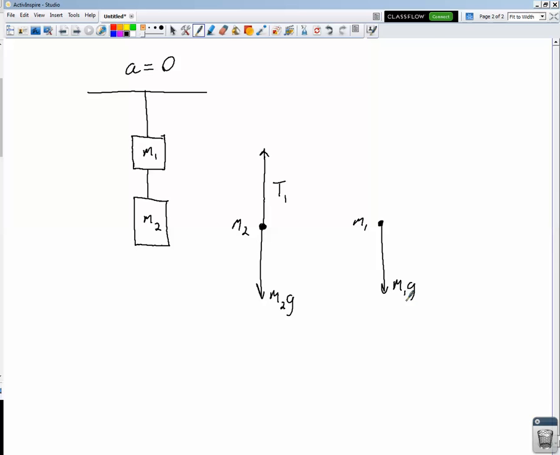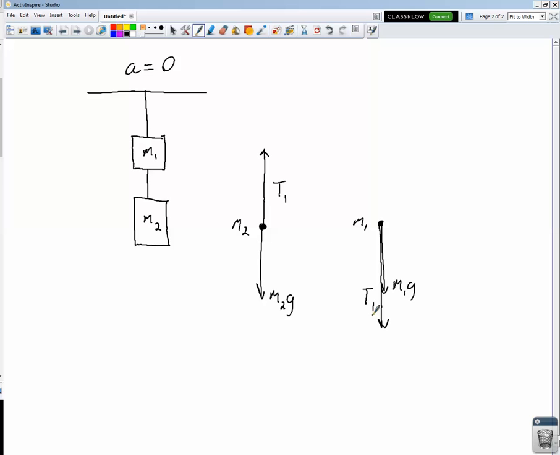In essence, through the string, M1 pulls up on M2. That means M2 pulls down on M1. So I'm going to be very careful with this tension force that I draw in here, and make sure that it is about equal in length to the T1 that I drew up here. And I can label these the same because they are equal in magnitude.